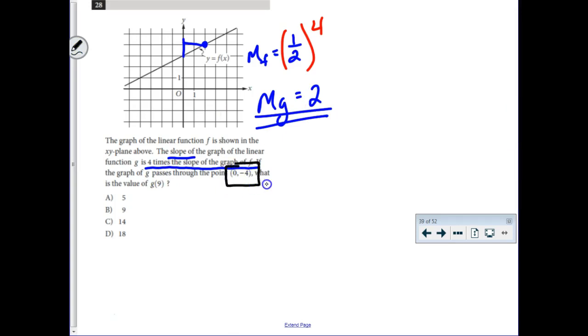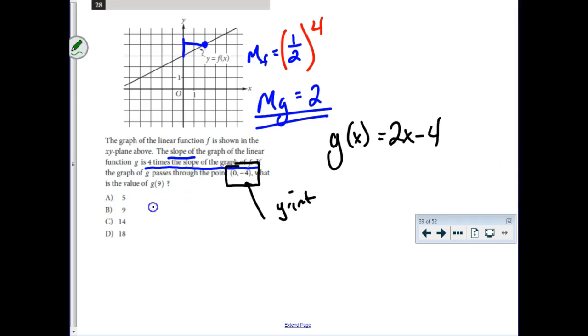That's an amazing clue. Does anyone recognize what this clue is? We're on test number 5. When they give you an ordered pair where x equals 0, what is that for a line? That's the y-intercept, yeah. So that means function g, which you can call g of x if you like, or just call it y equals, has a slope of 2, we just found, with a y-intercept at negative 4. We just found g, y'all.